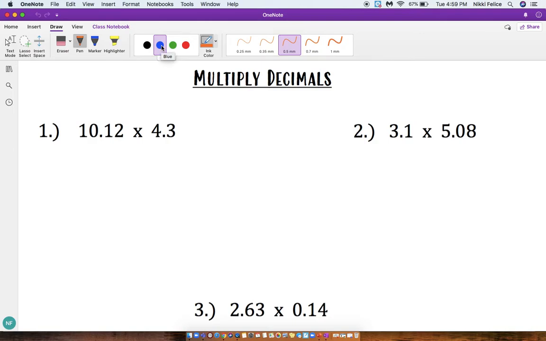Hi, it's Miss Felice. Today we are going to talk about how to multiply decimals. We are going to do that with 3 examples.